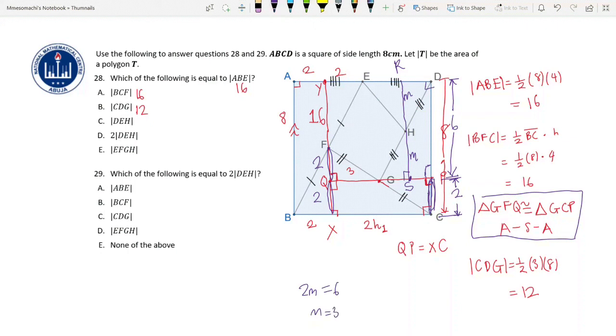Okay, so we can quickly put our 3 here. But now, since this is half the side of the square, which is 4, this is going to be 4. So the area of EDH is going to be half base times height. That is half base, which is 4, times height, which is 3. So the area DEH is equal to 6. So this is 6. Let me just use red.